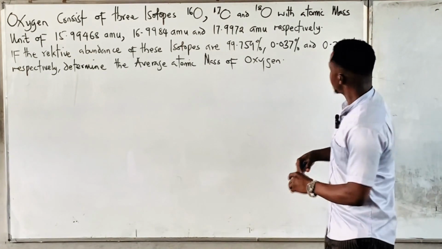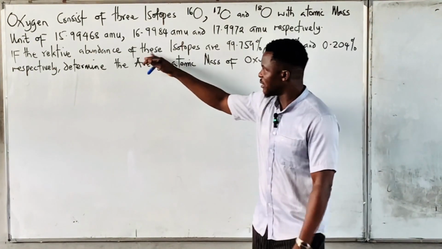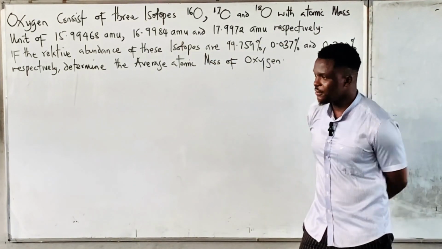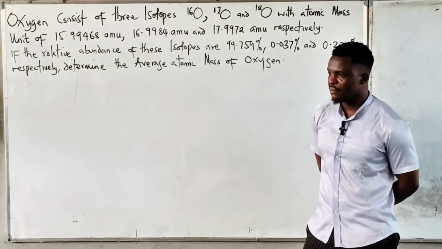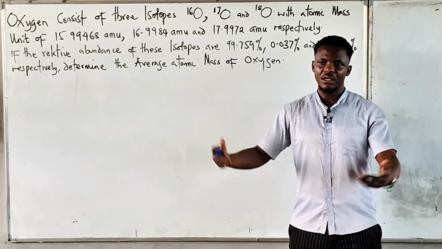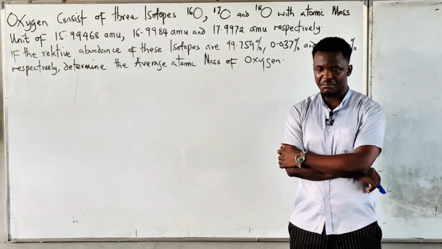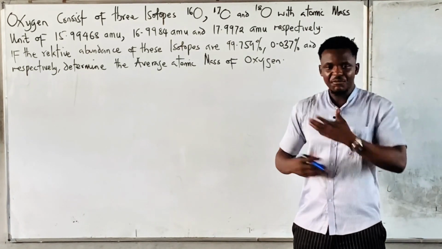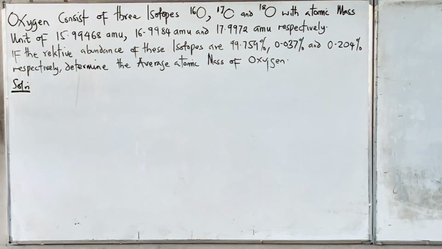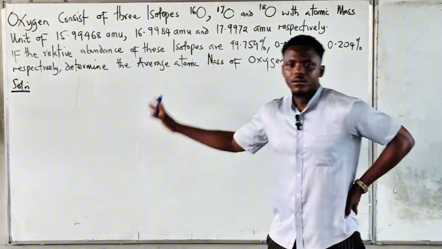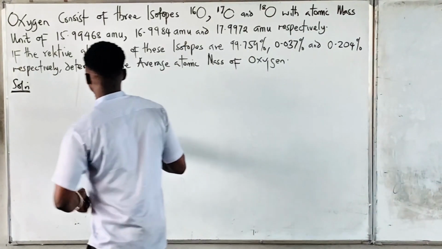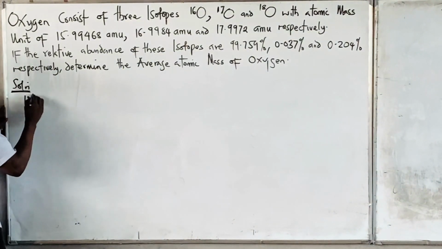So the question says, if the relative abundance of these isotopes are 99 and the rest of them, determine the average atomic mass unit. Remember I told us that relative atomic mass could actually be replaced with average atomic mass. So it's the same formula, same everything. Look up, everybody. Please look up. How many isotopes do we have here? 3 or 2?